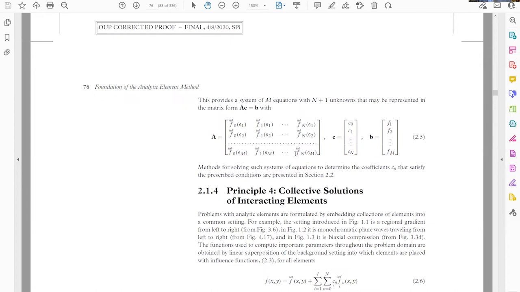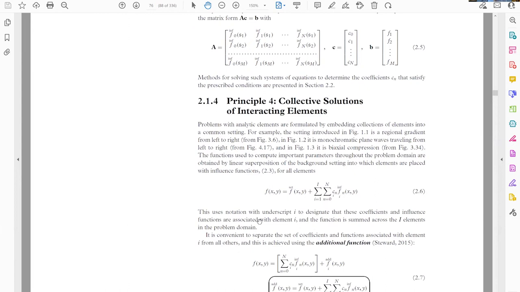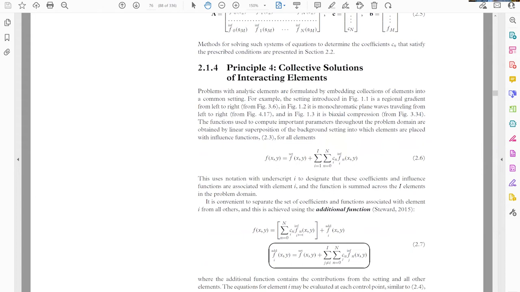What the analytic element method does is it says, okay, we know how to do this for one element. Now let's take that one element, what we're trying to solve for, and take everything else in the world and call it an additional function. So all the other coefficients for all the other analytic elements are in that additional function, along with the setting: the regional flow, the overburden compression that we get from the soils above us, whatever the regional setting is, that goes outside of the element. So then the element only solves for the coefficients of itself.